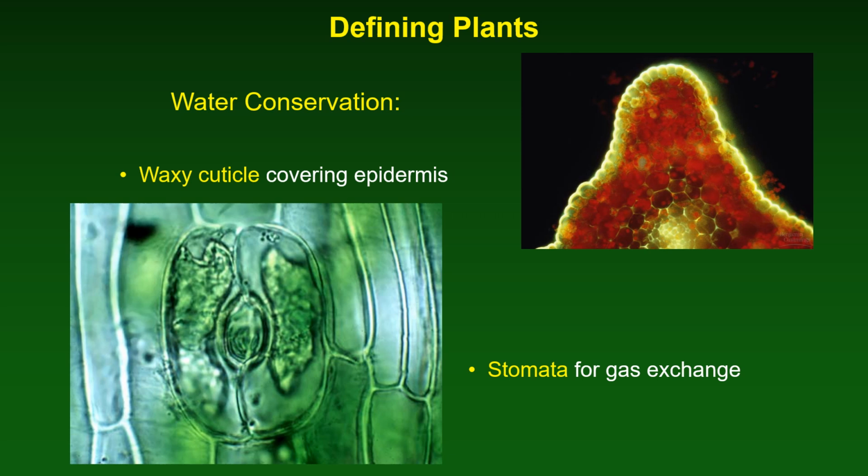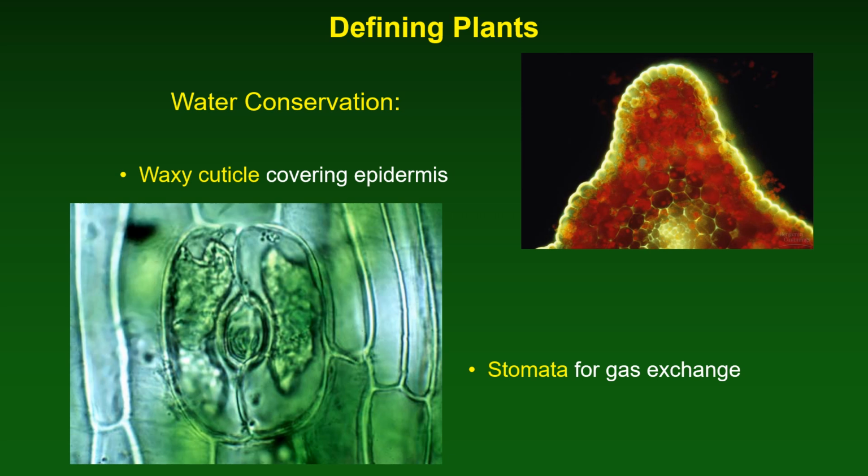Terrestrial plants also have to be adapted for living on dry land, so they need to conserve water. And in many of them, especially the vascular plants, we see lots of structures that are dedicated just to this. So some plants will have a waxy cuticle. This is a layer of wax outside of the epidermis, and that helps to trap water in the plant.